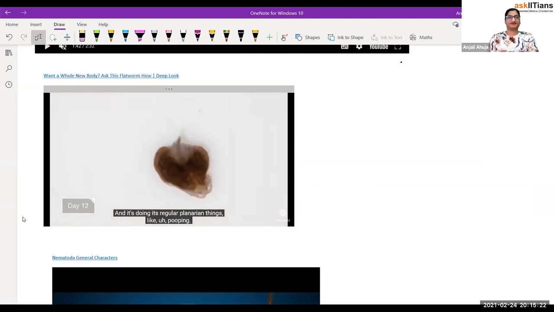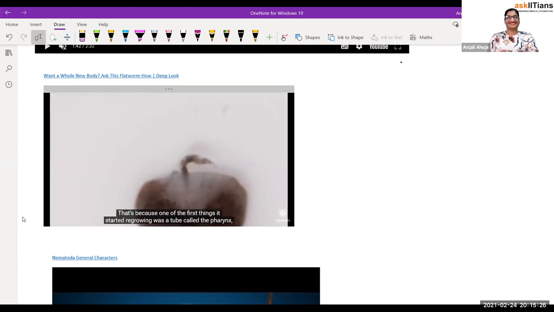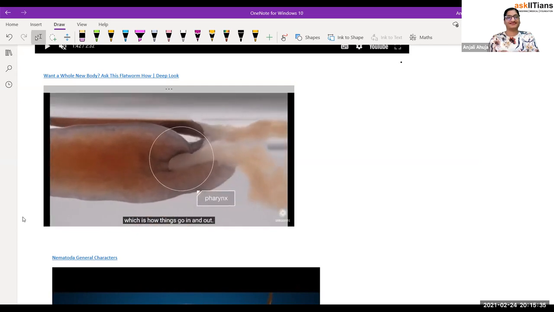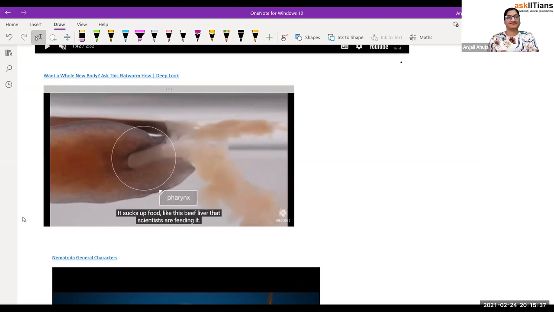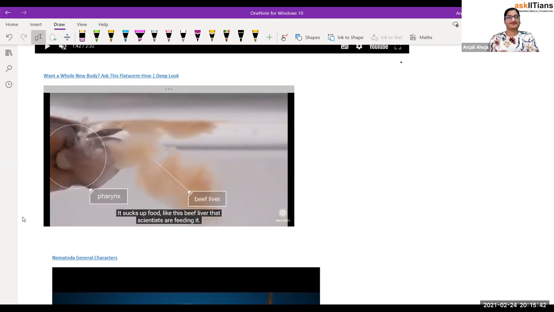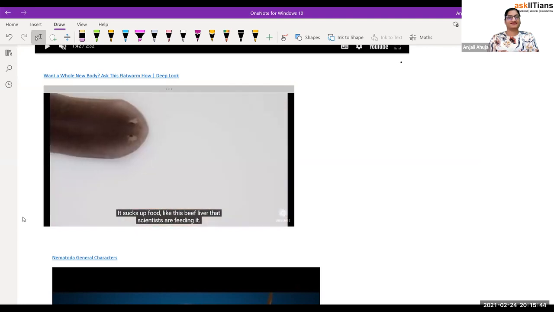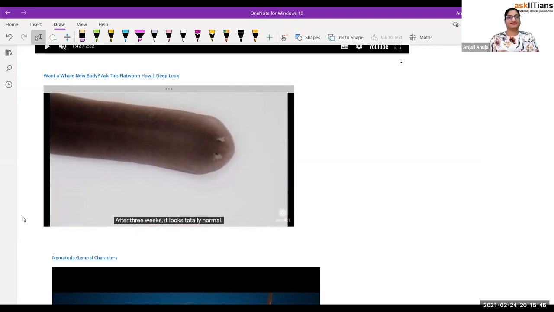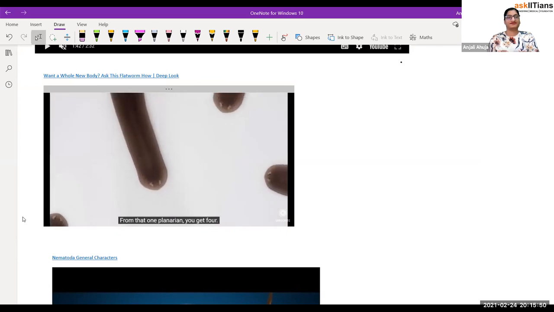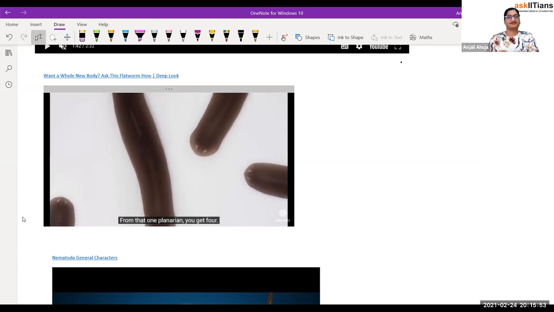And it's doing its regular planarian things, like pooping. That's because one of the first things it started regrowing was a tube called the pharynx, which is how things go in and out. It sucks up food, like this beef liver that scientists are feeding it. After 3 weeks, it looks totally normal. From that one planarian, you get 4.